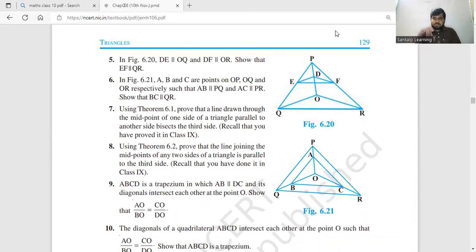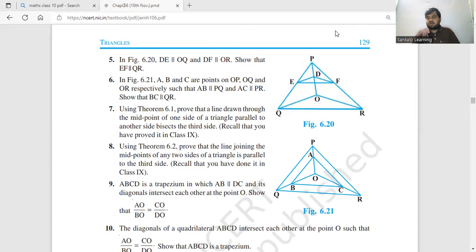ABCD is a trapezium in which AB is parallel to DC and its diagonals intersect each other at point O. Show that AO by BO is equal to CO by DO. Okay. So this question, the 9th one, we can actually do it in a very, very simple way once we learn the concept of similarities.